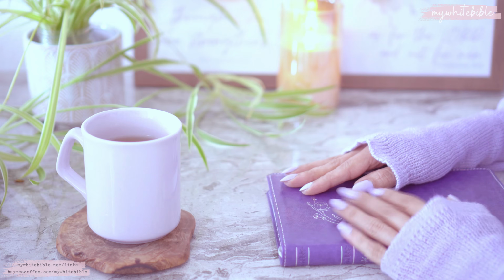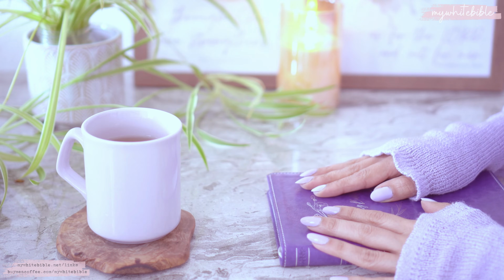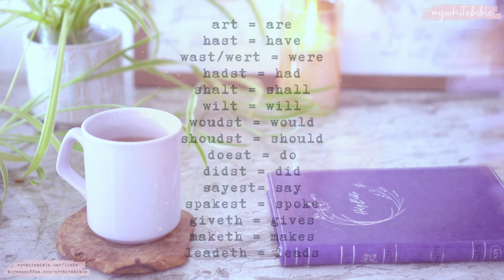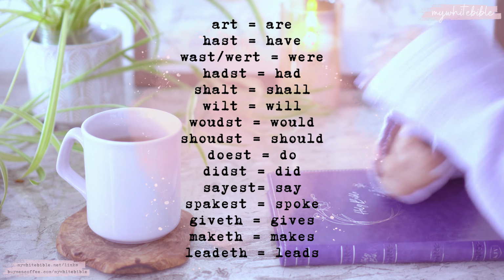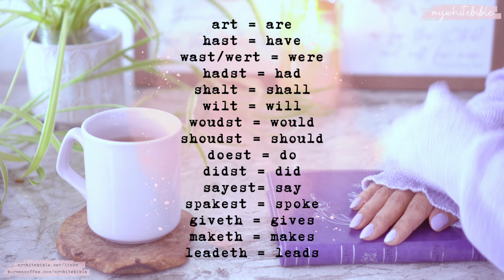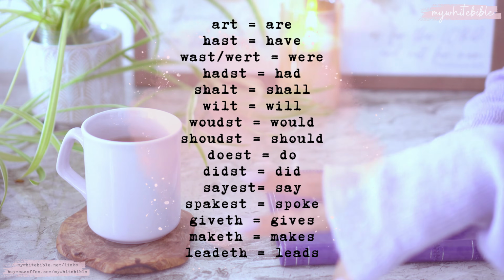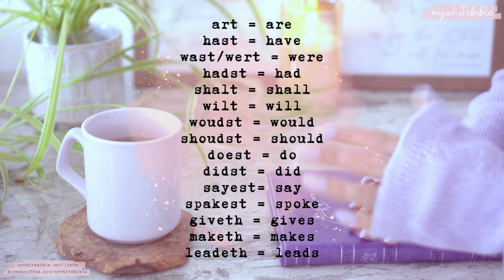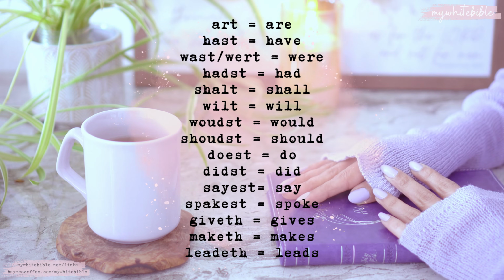But if you want to get a head start, then try learning them and then you'll spot them a bit easier. So let's go through them. Art is are, hast is have. If you see wast or wert, that just means were. Hadst is just had, got an extra ST on the end, just had.